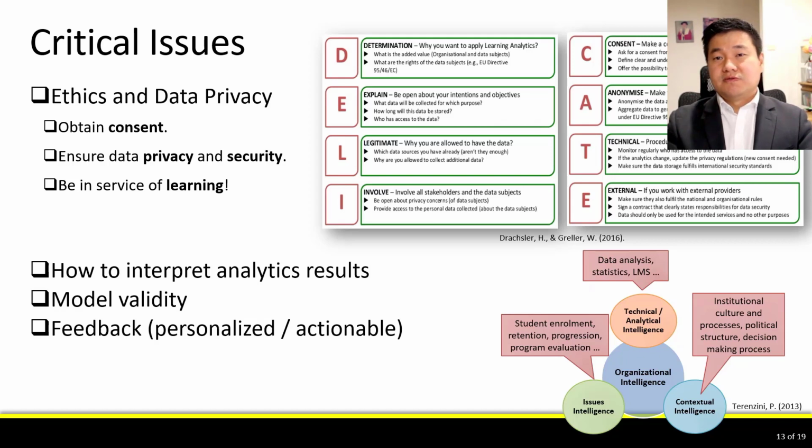You also need to be able to validate the models that you come up with by checking whether the models are still applicable to the current context, which can be the same or different from the training context. And finally, you need to be creative with your feedback to the analytics users to make sure that your feedback is as personalized and actionable as much as you can.